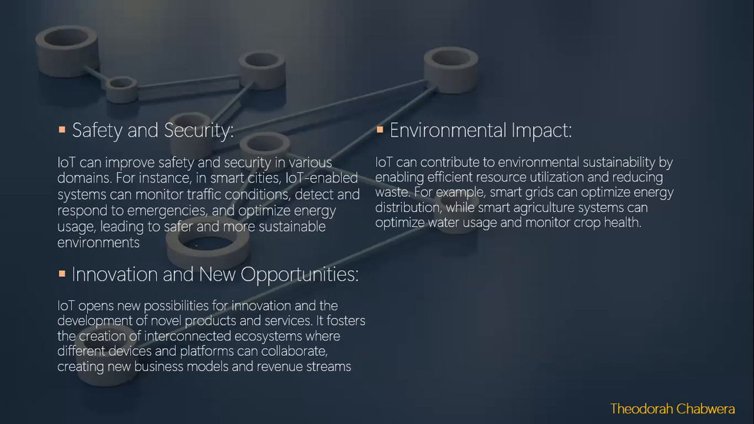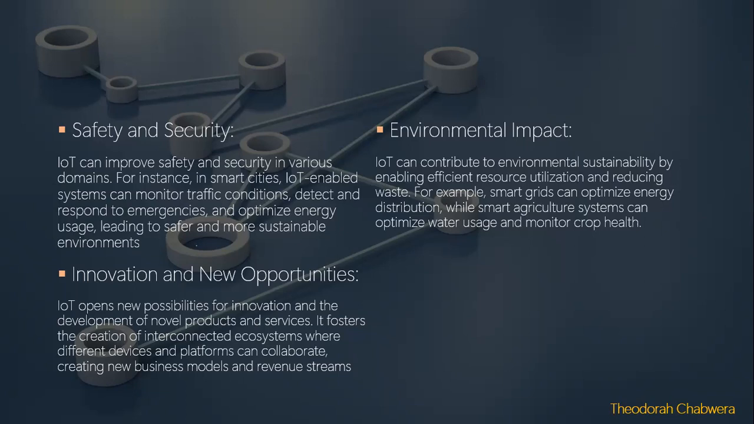Now let's look at safety and security. The Internet of Things can improve safety and security in various domains. Let's look at smart cities. The IoT systems that we can build can help to monitor traffic conditions, detect and respond to emergencies, and optimize energy usage, which can lead to a safer and more sustainable environment.